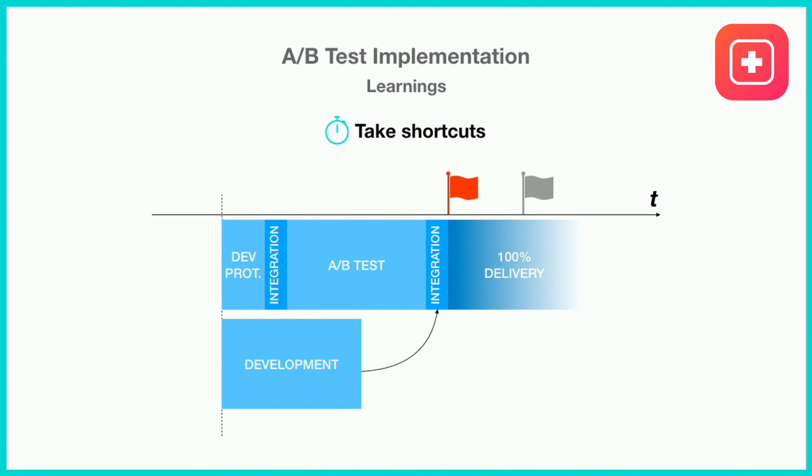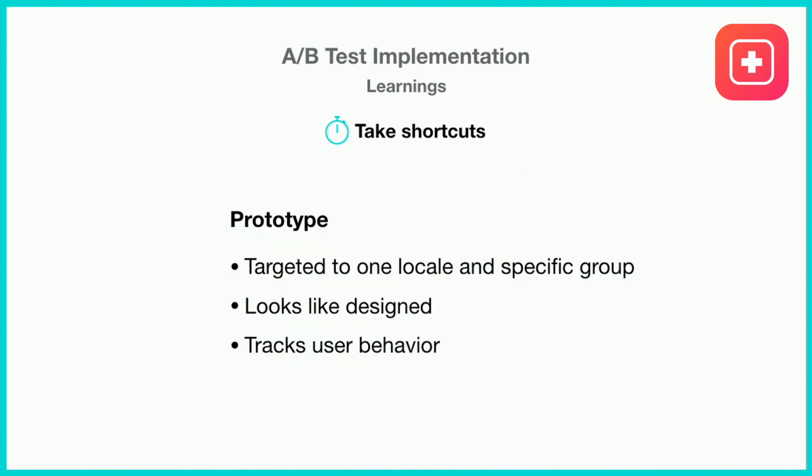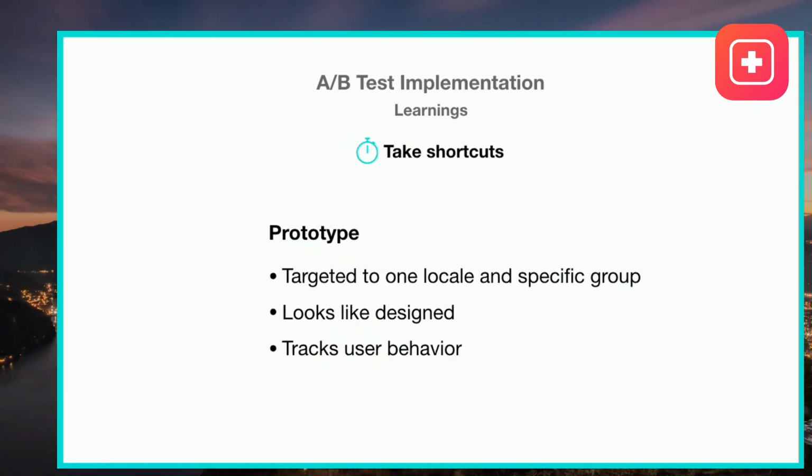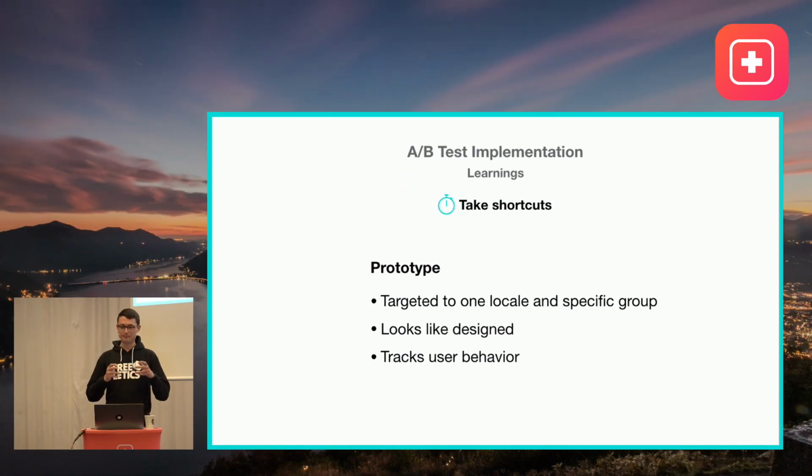And when I talk about a prototype, what kind of prototype can you build? So for a prototype, you can make the assumption that, okay, let's target it only at English-speaking users, so it doesn't need to be localized. Then it should look like the design, of course, just to not affect the A/B test results. And it should track user behavior to get data to analyze.